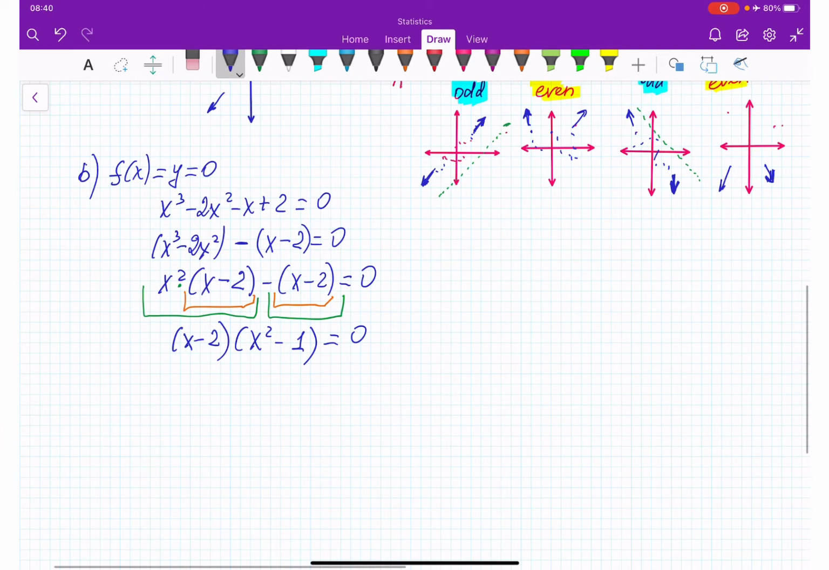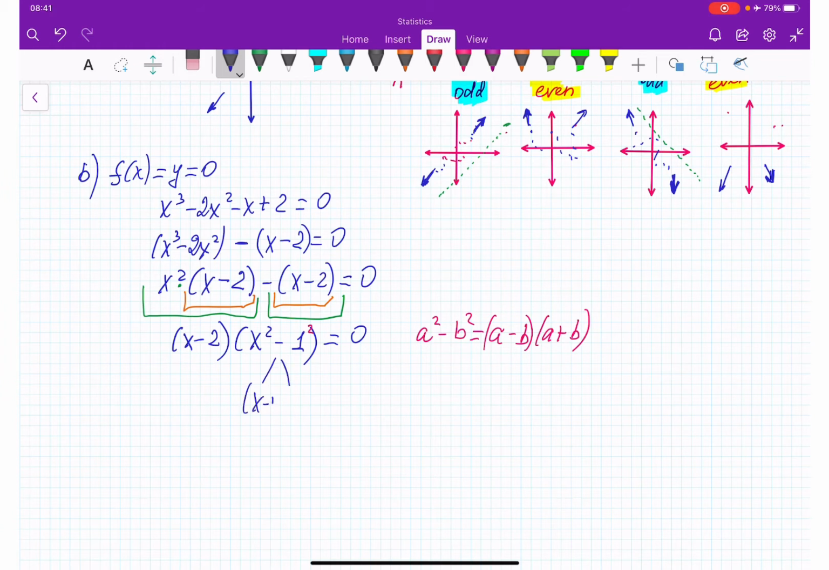Let me remind you of the formula, difference of squares, where a squared minus b squared is equal to a minus b times a plus b. Now here we have x squared minus 1 squared, which is the same as 1. So from here I can break it down: x minus 1, x plus 1 equals 0. And here we have x minus 2. All right.